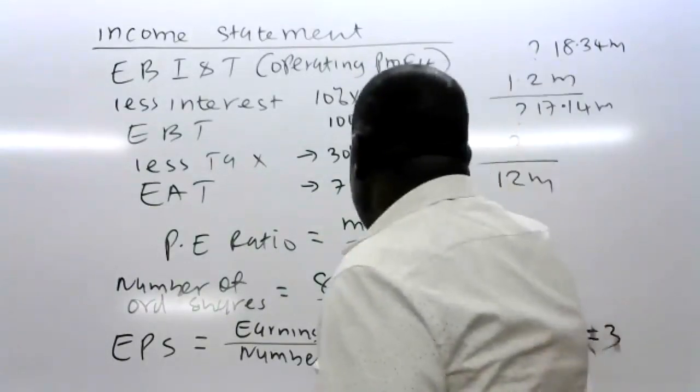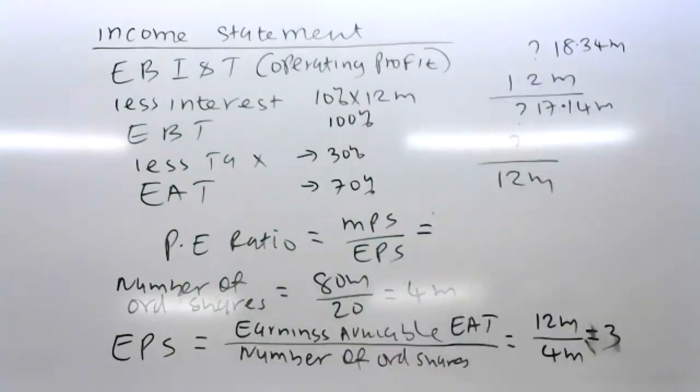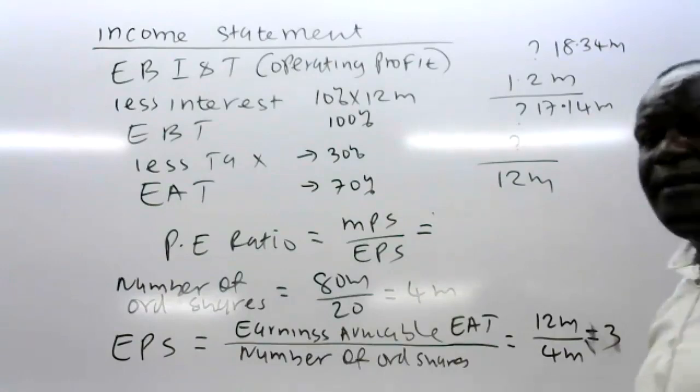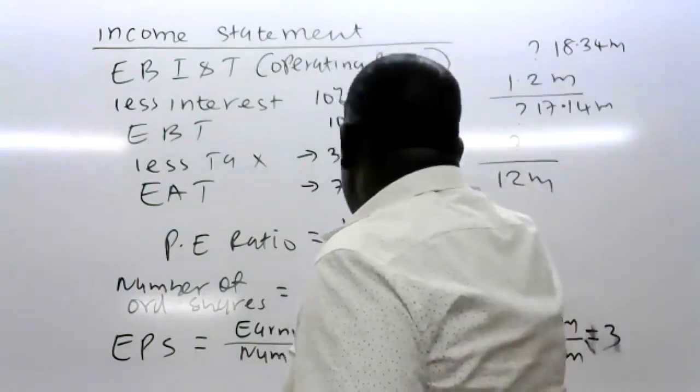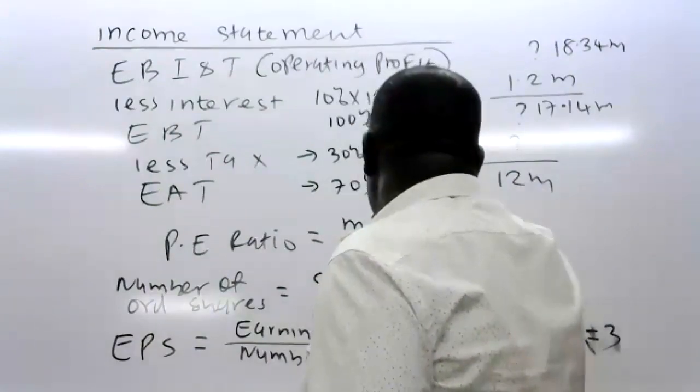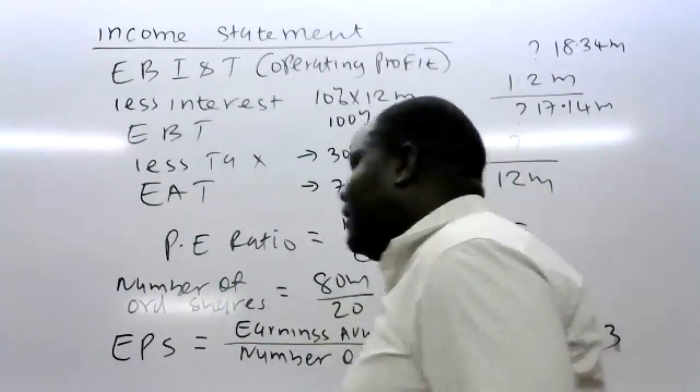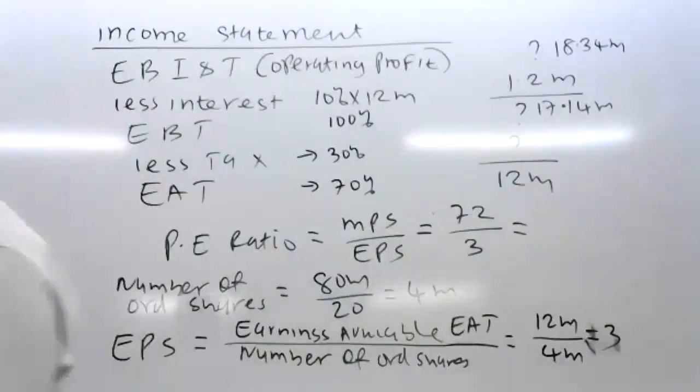So now you come back to that to get the price earning ratio. You see the market price per share in note number 1. They gave you which figure? The market price per share in note number 1 is given as 72. So you take your 72 divided by 3. That should give you the price earning ratio.